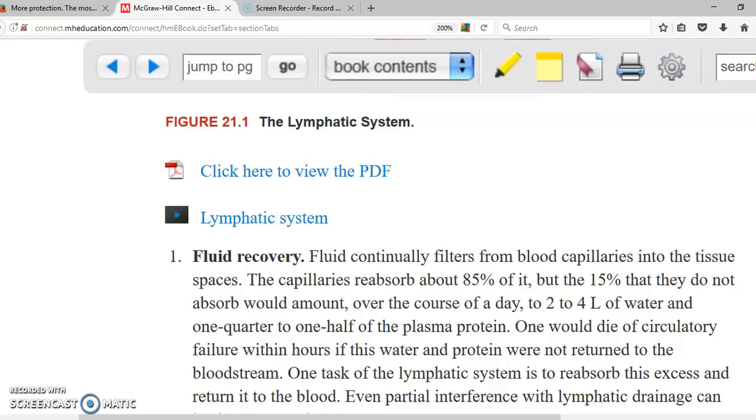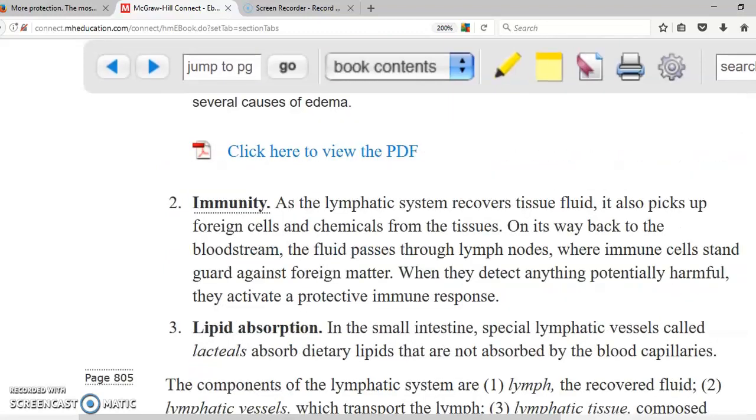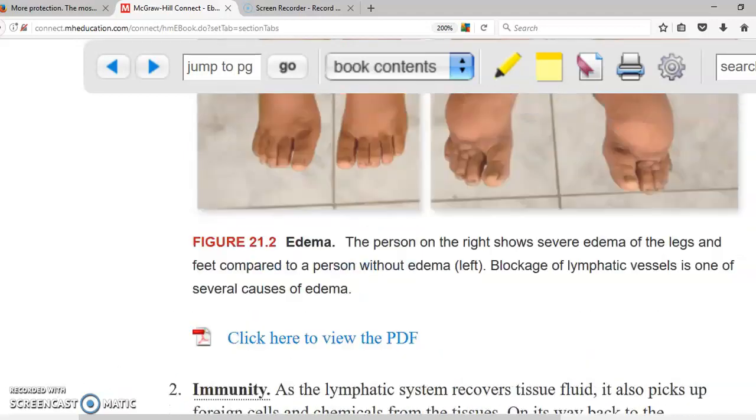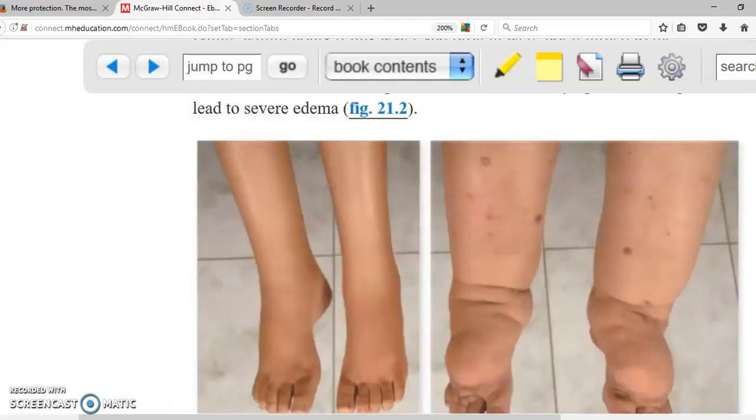Let's talk about now the functions of the lymphatic system. There are three main functions: fluid recovery, immunity, and lipid absorption. Fluid recovery: as you know, when we were talking about the capillaries, we were saying that most of the fluid as well as the nutrients are going to be absorbed at the level of the capillaries. I said most of them because approximately 80 to 85% is reabsorbed by the capillaries. However, the 15% to 20% that remains in the tissues is reabsorbed by the lymphatic system.